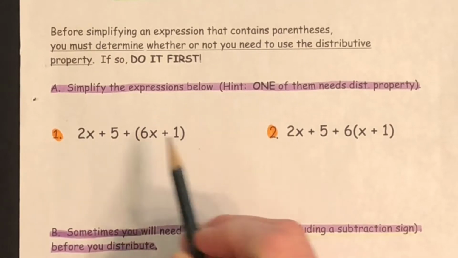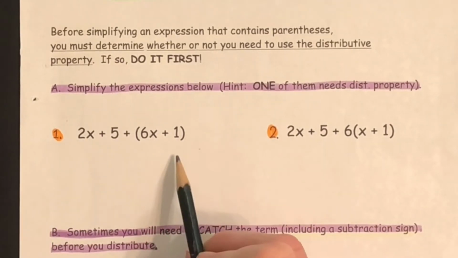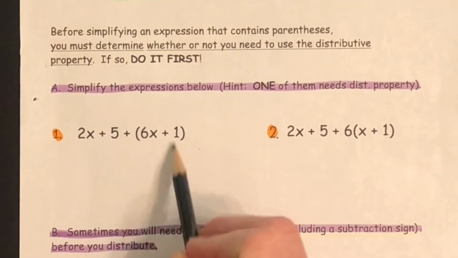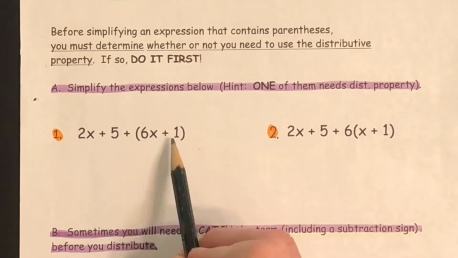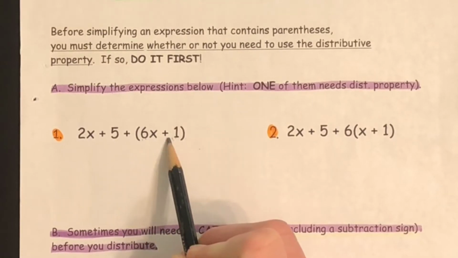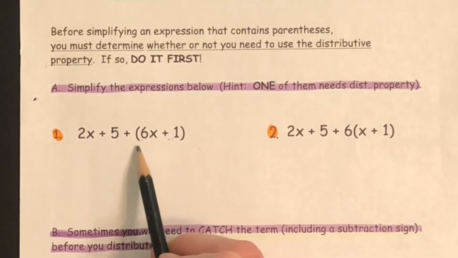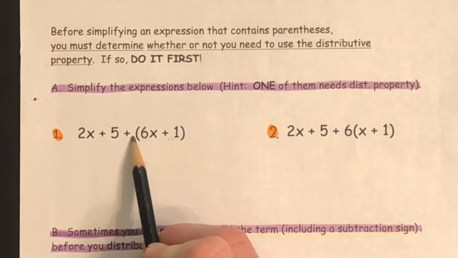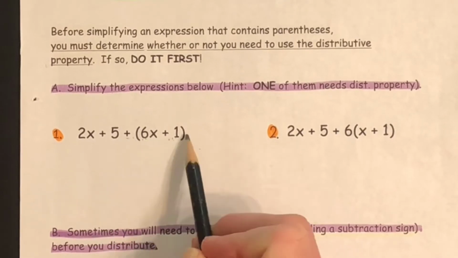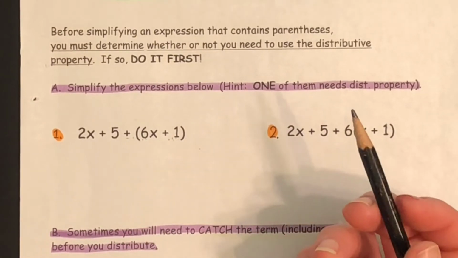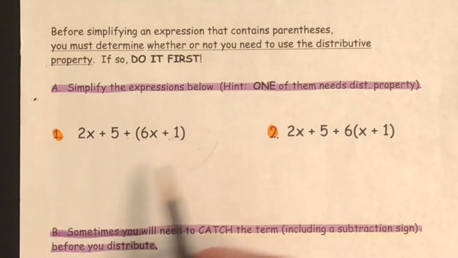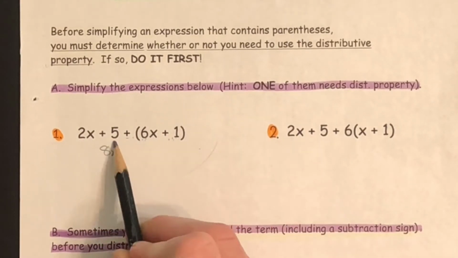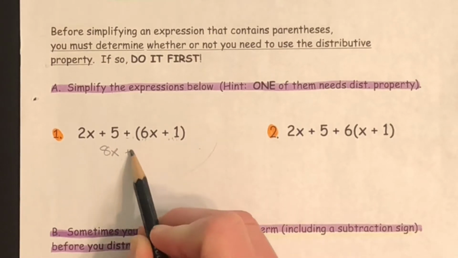When I look at these, the first thing I need to do to simplify it is to work with the parentheses. I cannot combine these terms because they're different. And there's actually nothing to distribute. It's all addition, so this makes it very simple. All I need to do is combine all like terms. 2x plus 6x is 8x. 5 plus 1 is plus 6.